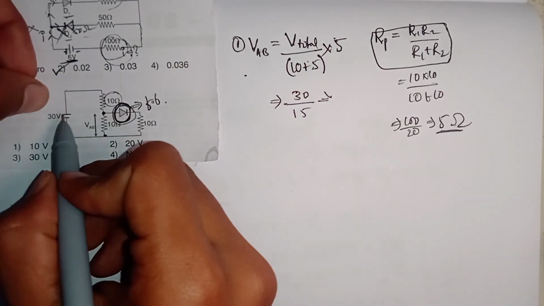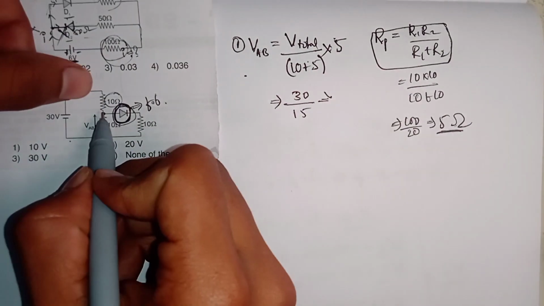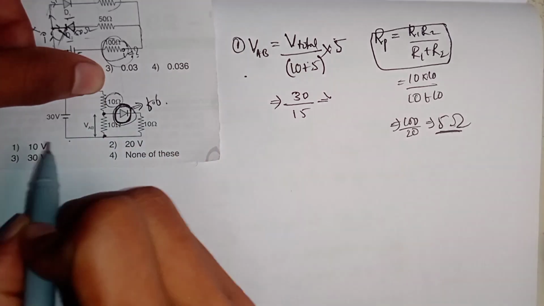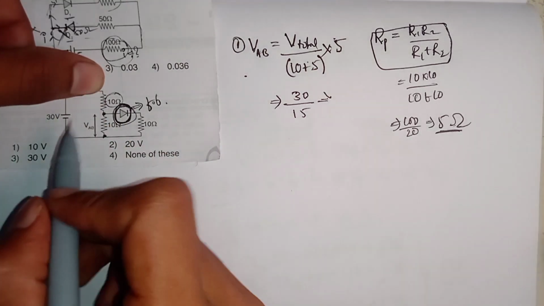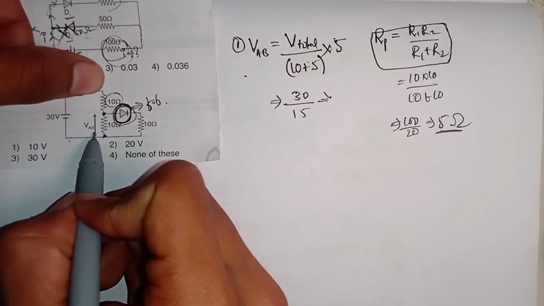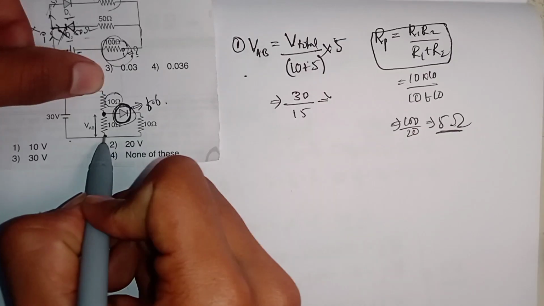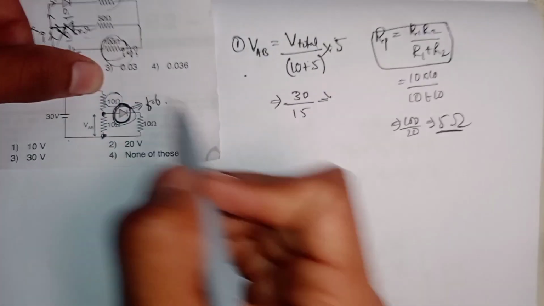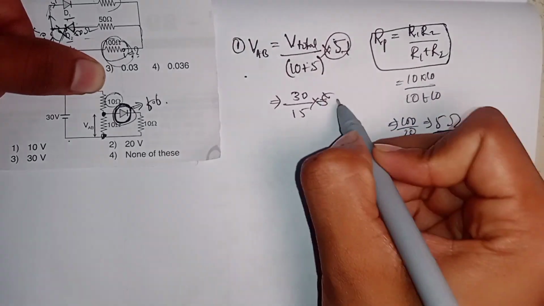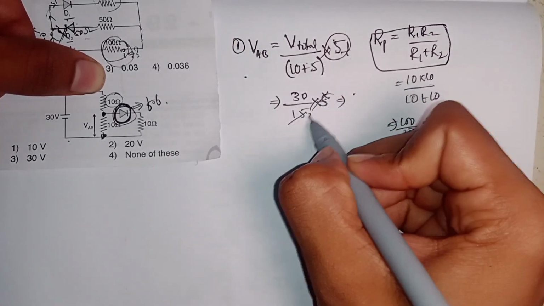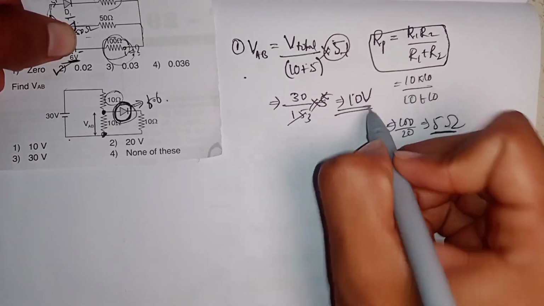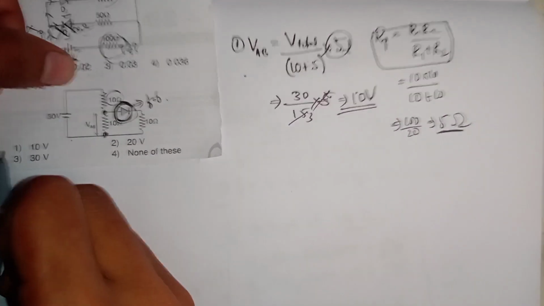For example, V total means 30 volt. After that, the total resistance means 10, and these are in parallel, so we got 5. This is the total resistance. But we are finding the VAB region, right? For that, how much resistance will be there in this part of the circuit? We have to put that as the multiplying value, and we will get the answer as 5 into 30 by 15, which is 10 volt. The answer is 10 volt for this first option.